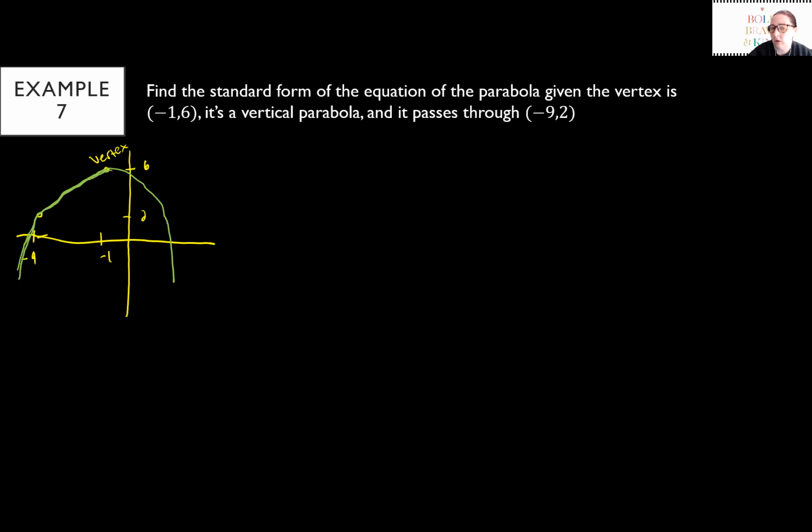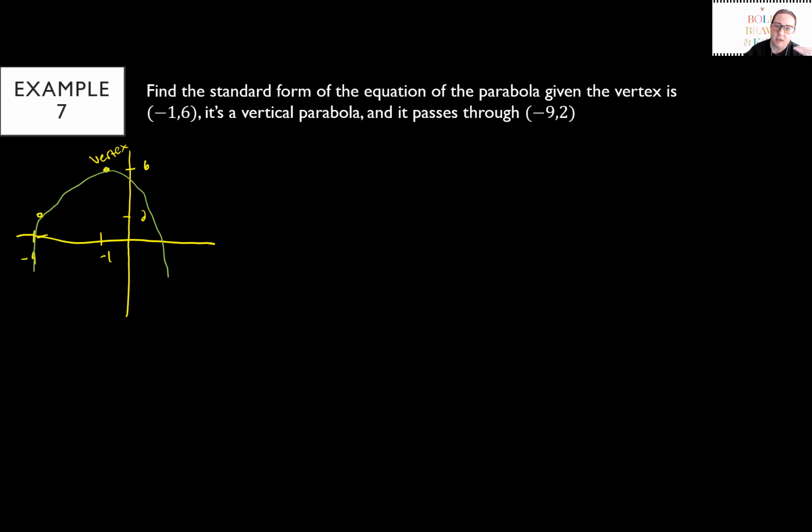If they had told us that this was a horizontal, I might have instead drawn it something like this, where it's still going through that point, but it's facing another direction. But they told us that it's vertical, so that matters on how you end up drawing your picture through that point. So that part's really important.